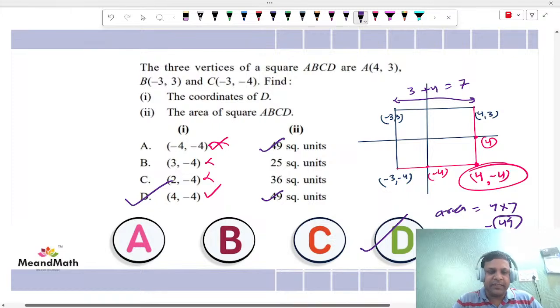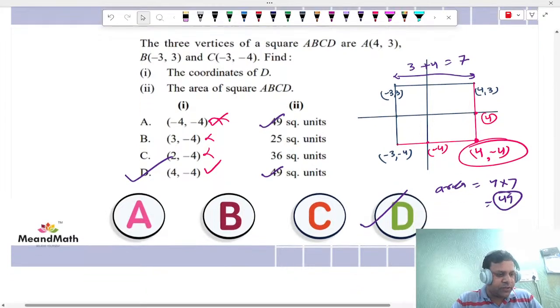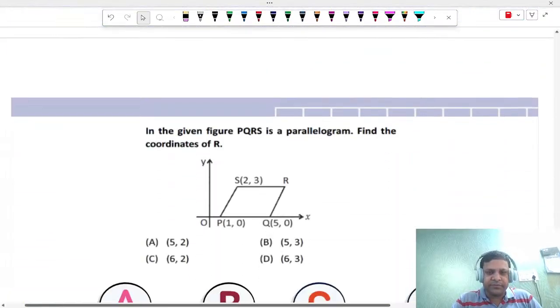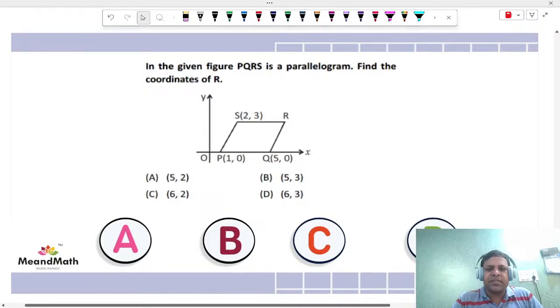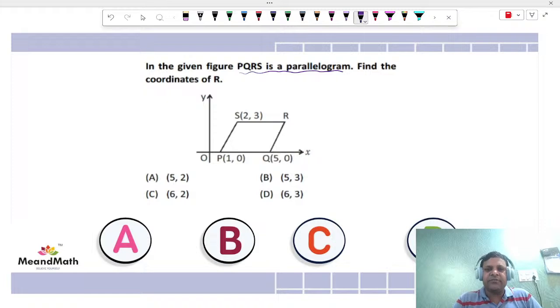Okay. Now move for the next question. This question is about the parallelogram. Find the coordinate of R. In the question, we need to find the coordinate of R.